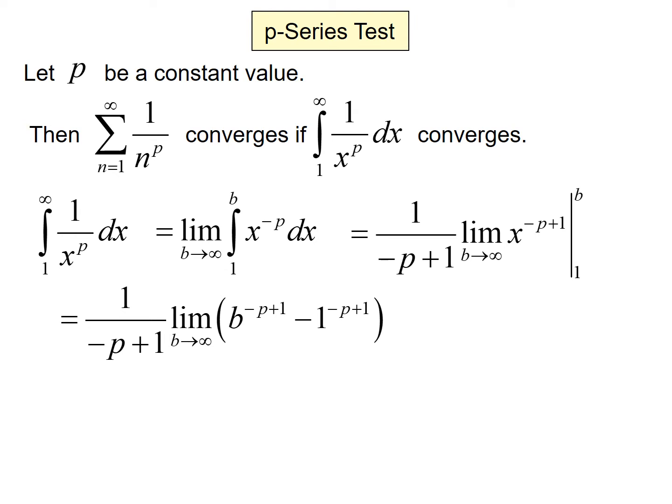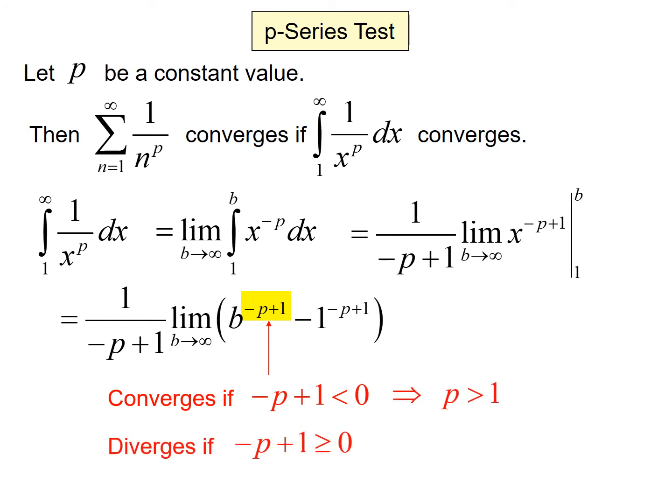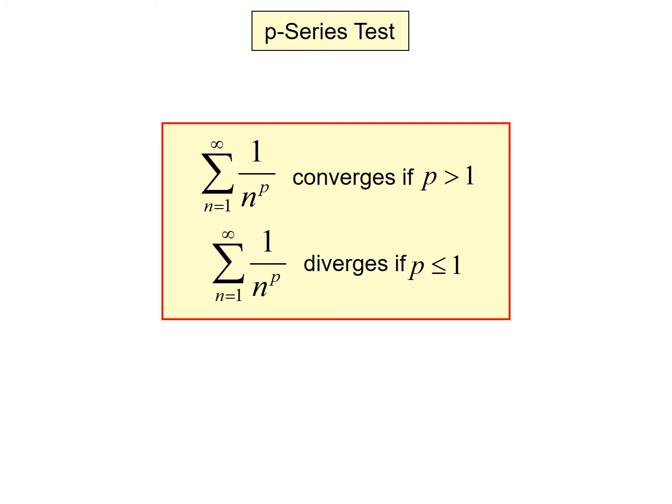And now we have to consider what conditions are going to be necessary for that part right there, b to the power of negative p plus 1, to converge. Well, it's going to converge if that exponent is less than 0, which means p is greater than 1. It's going to diverge if negative p plus 1 is greater than or equal to 0, and that means p is less than or equal to 1. So here's our p-series test. Like I said, same conditions you saw with improper integrals. So the p-series test is really just an application of the integral test, but it allows us to avoid having to go through all of the work of actually evaluating the integrals.